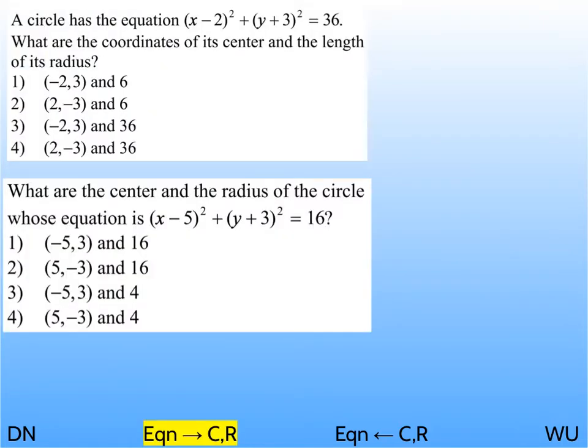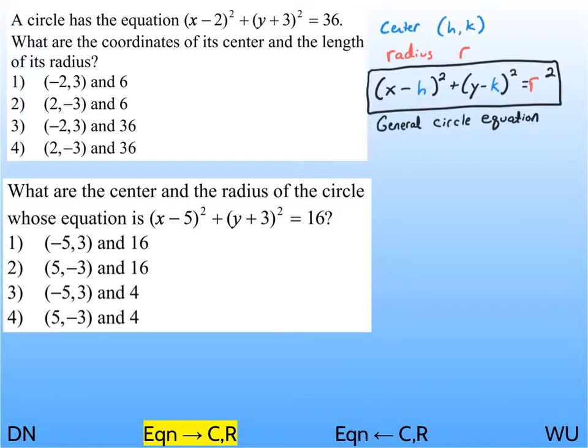All right, so with these, we're going to be given the equation, and we're going to have to find the center and the radius. So first, I'm going to write down the general equation for this. So if you start with the center of h, k, just any coordinates for x is h, any coordinate for y is k, and a radius of r, then the general circle equation is, in parentheses, x minus h squared plus y minus k squared equals the radius squared.